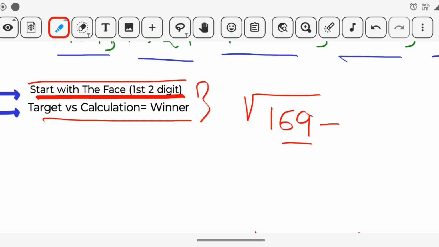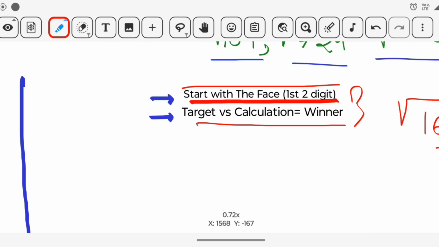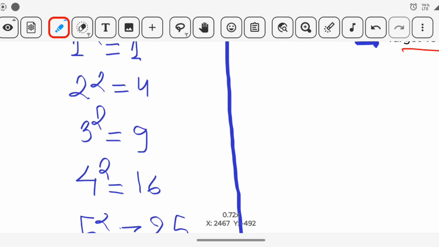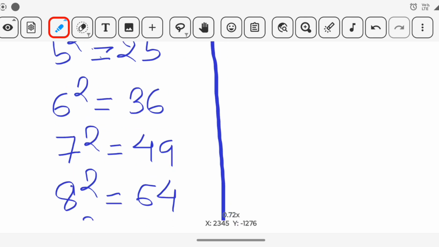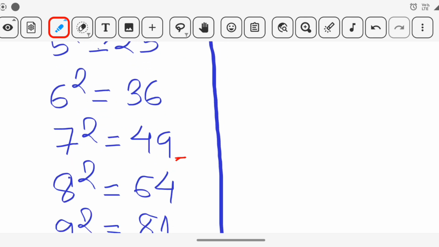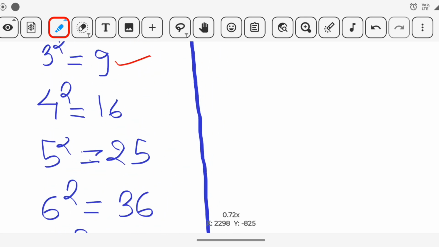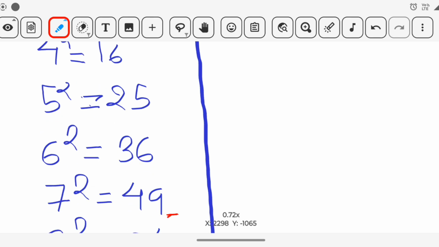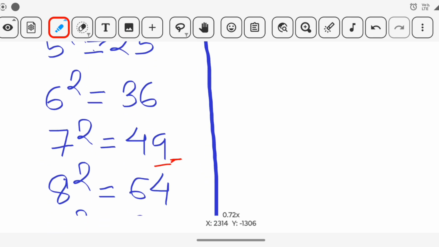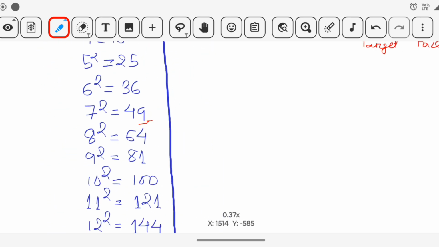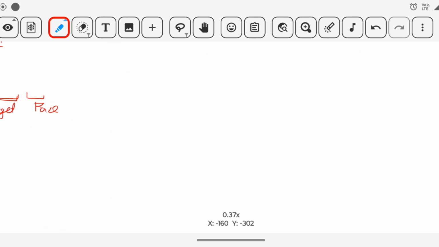We know from the unit digit 9 that either the square root of 9 is 3, or the square root of 49 is 7. 9 is also here. So two chances are there: either it will be 3 or it will be 7. Other digits do not give 9. So there are two chances here.